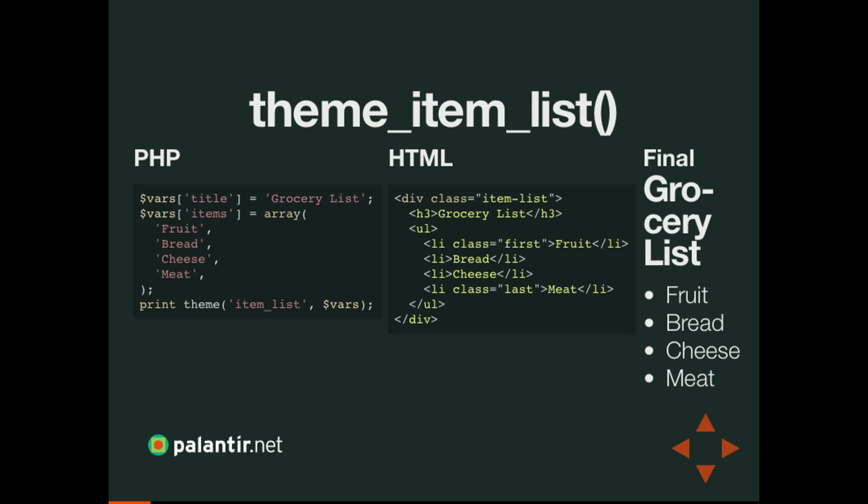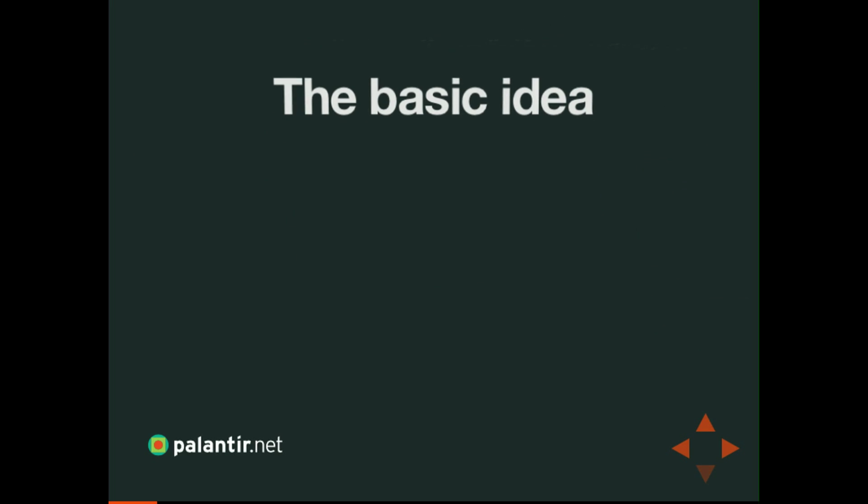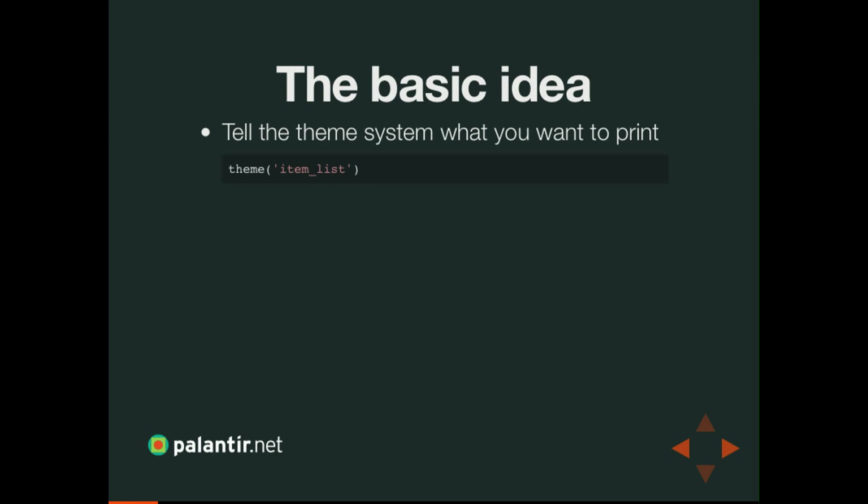You then call the theme function, and you say, theme function, I want an item list. And the theme system already knows conceptually what an item list is. You call the theme function, give it your array. What you get back is some relatively simple HTML. You get back a UL, some LIs. You get your grocery list. Not too complex.